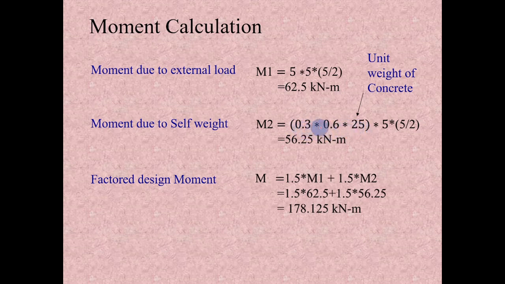So 0.3 times 0.6 into 25 gives the unit weight of the 1 meter length beam, and the total length is 5 meter. Like the external load, this self weight is also a uniform load, so it will act at half of the span, so 5 by 2 meters. The total moment is 56.25 kilonewton meter. Let's consider a factor of 1.5 for both self weight as well as the external load. So the total moment is 178.125 kilonewton meter.